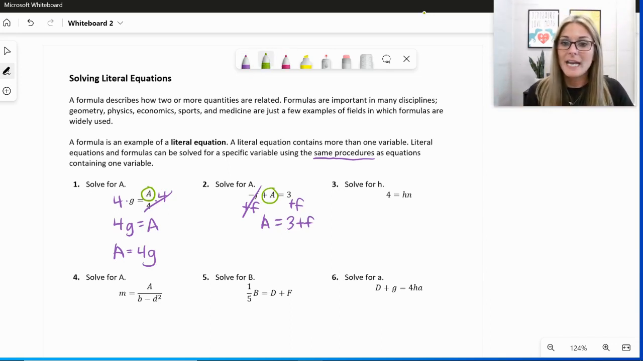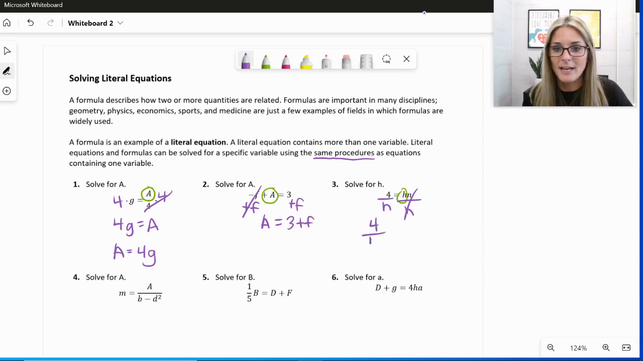Number 3, solve for lowercase h. Our equation says 4 equals h times n, right? Those are bumped up, H and n are bumped up, showing multiplication. So I don't want that to be multiplying any longer. I want to get h all by itself. So let's divide away the n. Divide both sides by n. On the left, now we have 4 divided by n equals h. And I'm done. I'm going to flip it over so that it says h equals 4 divided by n.